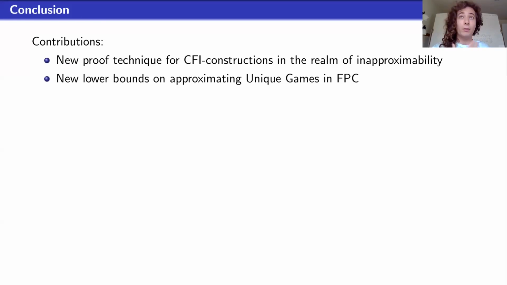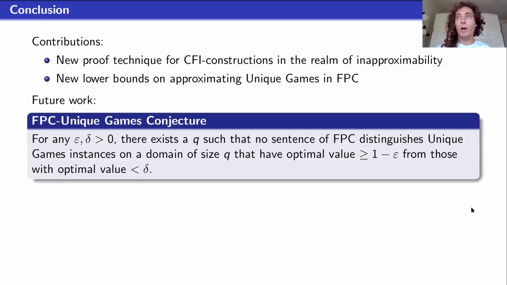So just to recap, the main contribution of this paper is a new proof technique adapting the standard CFI constructions in the realm of inapproximability, where you have a weak invariant of the two structures only being similar over a very small region of the graph. And we use this to show some new lower bounds on approximating unique games in FPC. An outstanding open question is whether we can widen this gap.